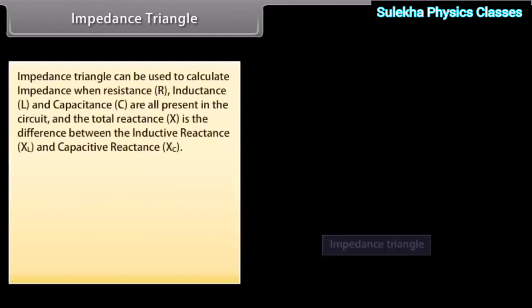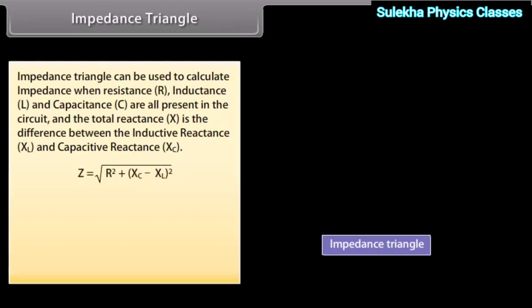Impedance triangle. Impedance triangle can be used to calculate impedance when resistance, inductance, and capacitance all are present in the circuit, and the total reactance is the difference between the inductive reactance and capacitive reactance.